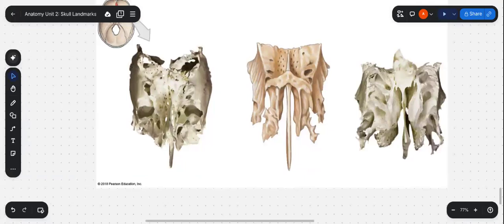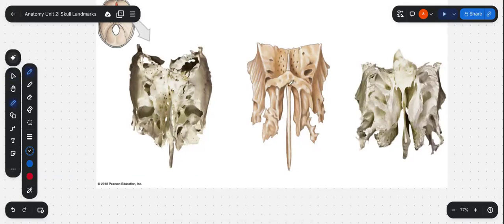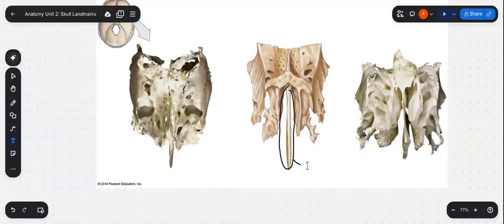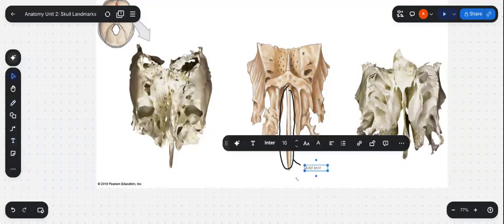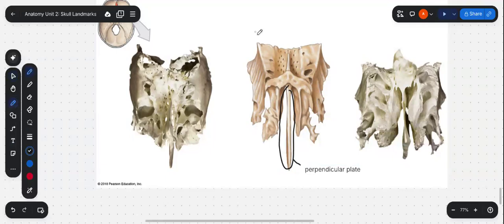Very last bone that we're going to look at is going to be your nasal bones and your ethmoid bone. So within the middle, you have your perpendicular plate. This right over here is your perpendicular plate. Some people also call it the ethmoid bone. Then on the sides of the perpendicular plate, you have your nasal conchae. So everything on the side over here and over here, that is your nasal conchae.